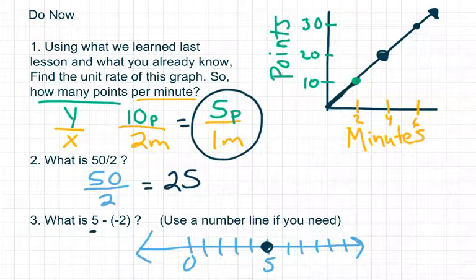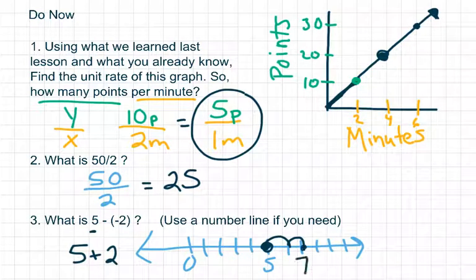I know that subtract means to move to the left, but we're subtracting a negative number, which means we have to flip that from going to the left. Now we're going to switch back and go to the right. So instead of moving to the left, what it's really going to look like is we're adding 2. So we're going to move to the right 2. And we're going to land on 7. So 5 minus negative 2 is equal to 7.